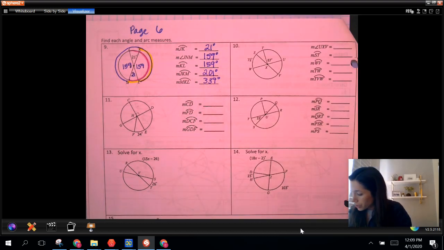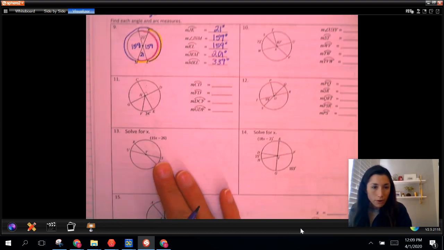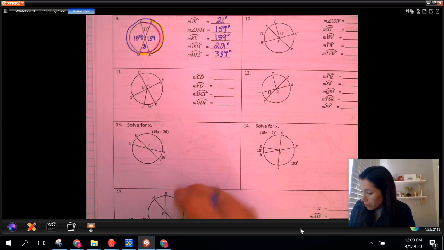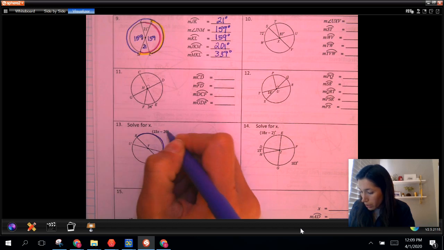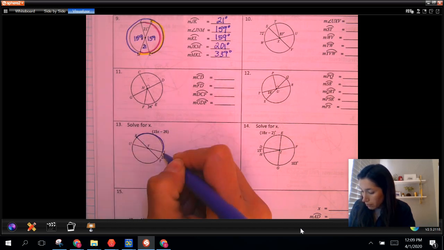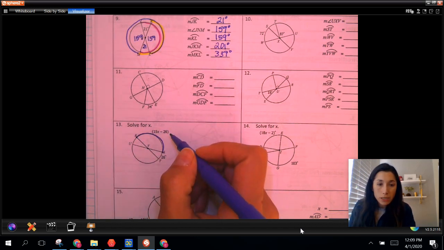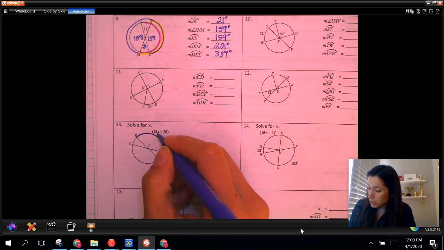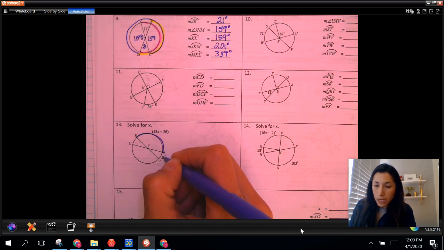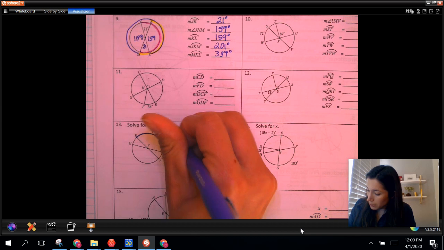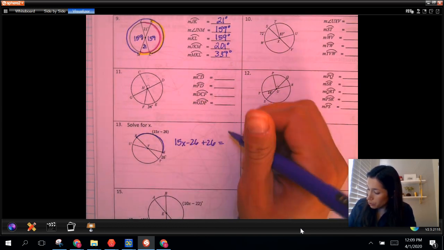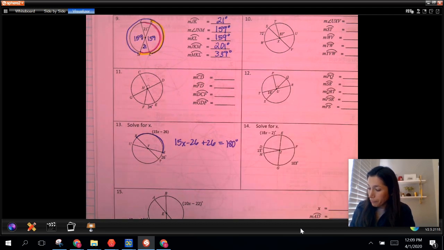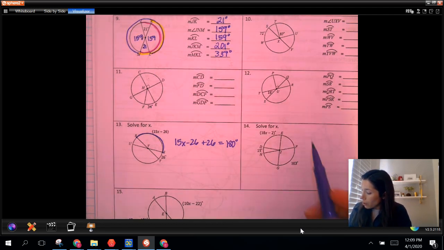Let's look at questions that have some solving for x here. What we notice is that this arc, if you have an expression showing here, I would just write that expression for the letters that it's between. And then we have our 26. So these two together are going to add up to 180. So let's take 15x minus 26 plus 26, and set it equal to 180 because it's half of a circle. Okay. We can also do that for this diagram here.